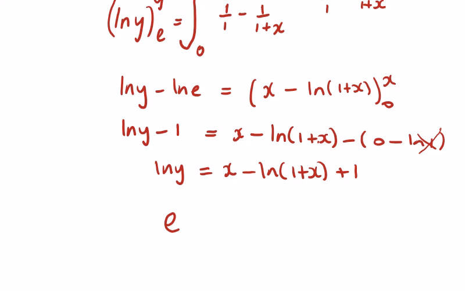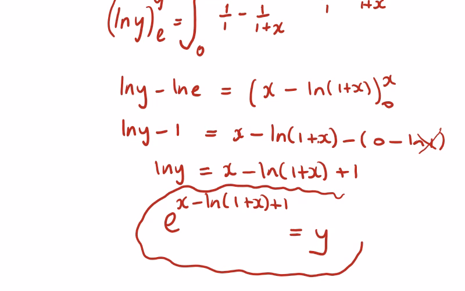So e to the power of the right hand side is equal to y, e to the power of x minus the natural log of 1 plus x plus 1 is equal to y. So be careful if you get this one in 2022. This is one of my tips. Final year of this question.